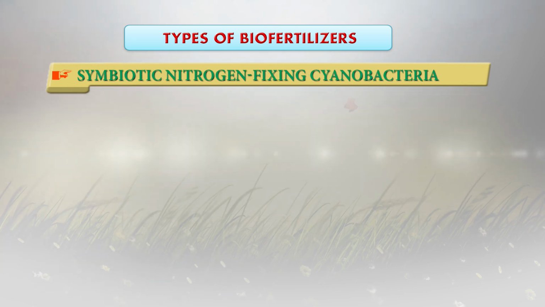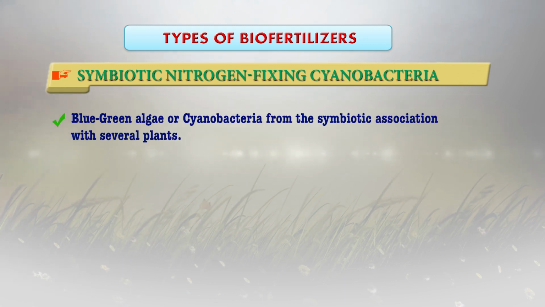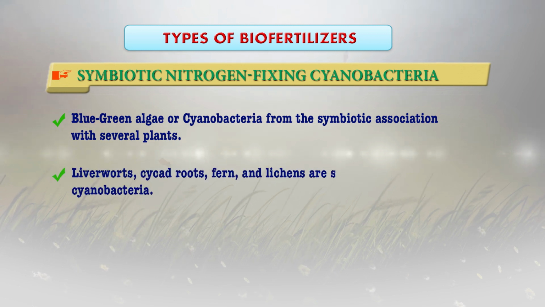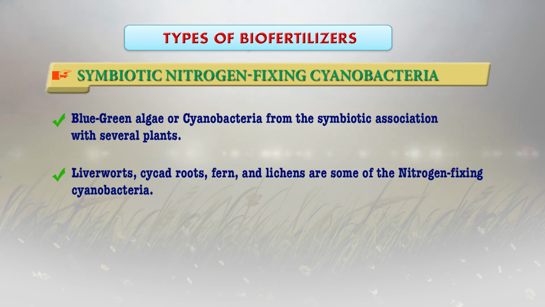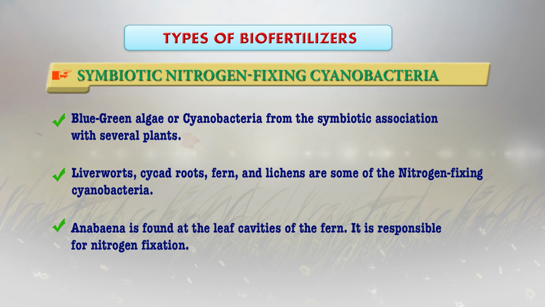Now we will see symbiotic nitrogen fixing cyanobacteria. Blue-green algae, or cyanobacteria, form symbiotic associations with many plants, sometimes liverworts, cycad roots, ferns and lichens. These are some of the nitrogen fixing cyanobacteria. Anabaena is also there. It is found in the leafy cavities of the fern, and it is responsible for the nitrogen fixation.